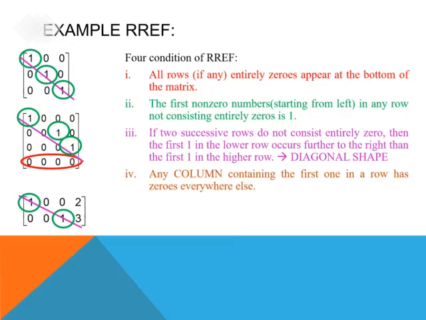And number 4, column. As you can see at the leading one, just look at the leading one. Any element or any entries other than 1 is 0. So leading 1 and then the rest must be 0. Leading 1, 0, 0.